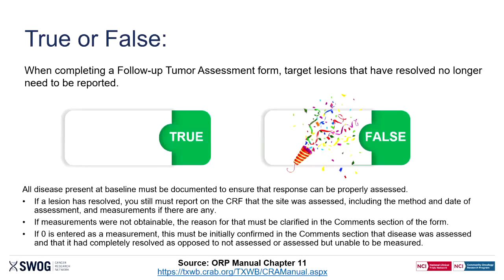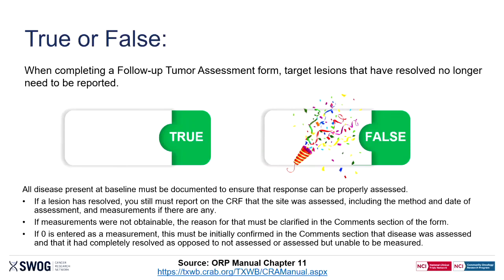All disease present at baseline must be documented to ensure that response can be properly assessed. If a lesion has resolved, you still must report on the CRF that the site was assessed, including the method and date of assessment and measurements if there are any. If measurements were not obtained, the reason for that must be clarified in the comments section of the form. I love a comment section. If zero is entered as a measurement, this must be initially confirmed in the comment section that disease was assessed and then it had completely resolved, as opposed to not assessed or assessed but unable to be measured.